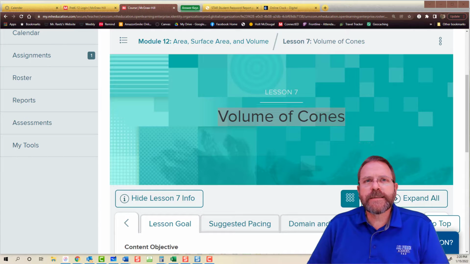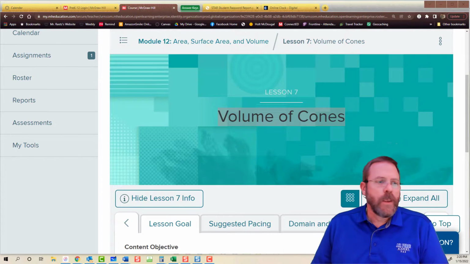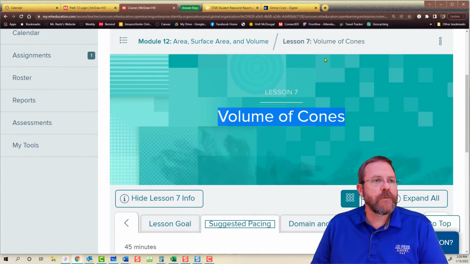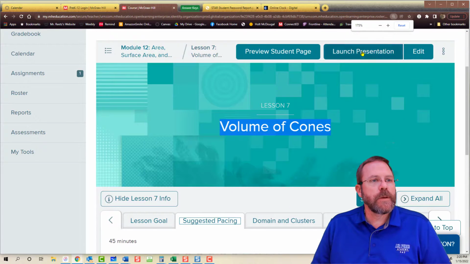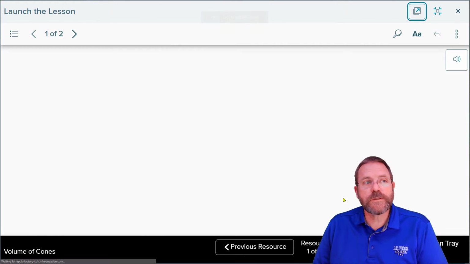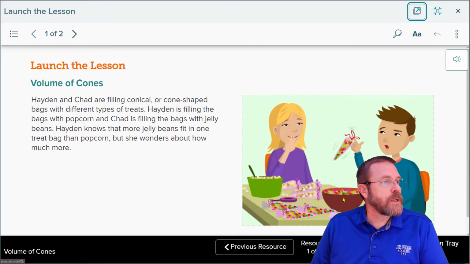Module 12, Lesson 7 is the volume of cones. Once again, we have what's promised to be a short lesson at 45 minutes. If we click up and start the pacing or the show, it says we have 12 resources to get through. Hayden and Chad are filling conical or cone-shaped bags with different types of treats.